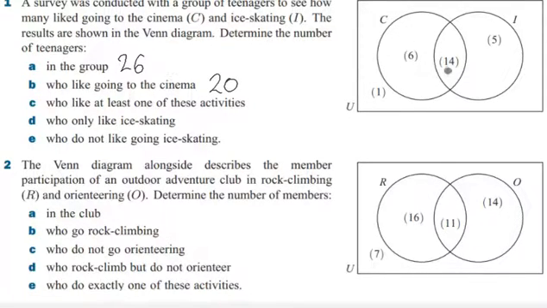So we're not going to add this to the mix. So that will be 6 plus 14, 20. 20 plus 5, that's 25. So 25 teenagers like at least one of these activities.